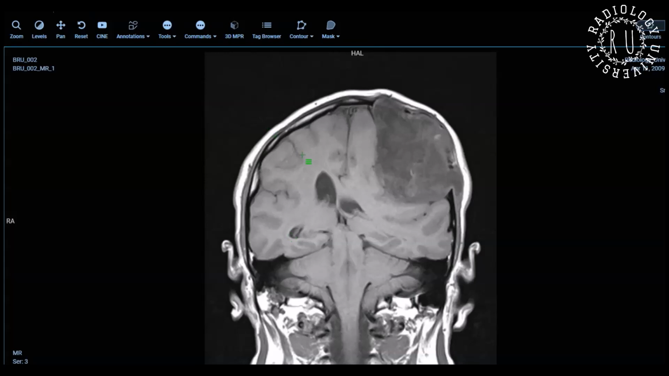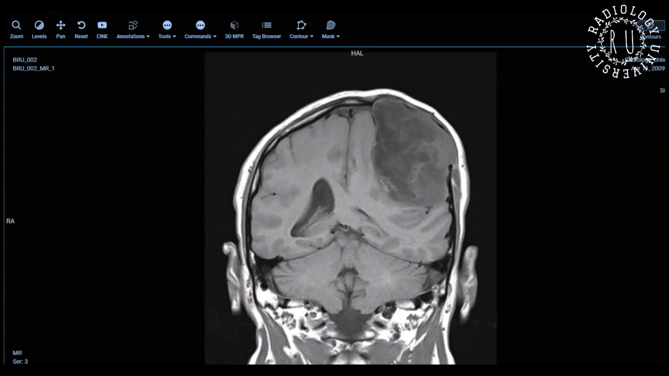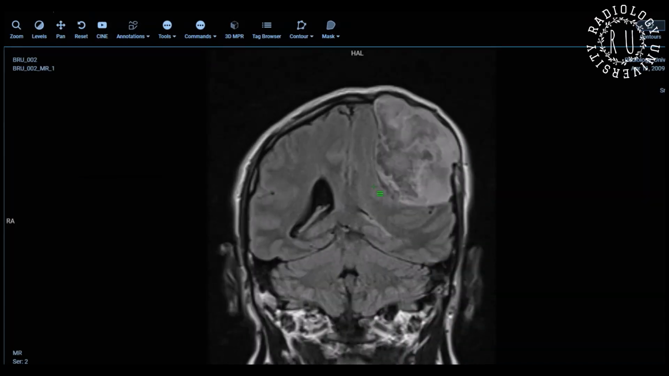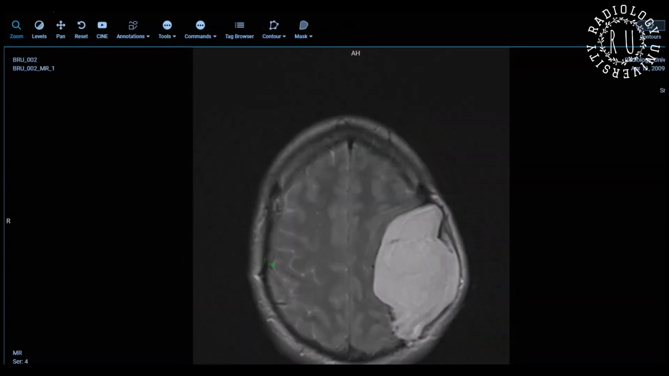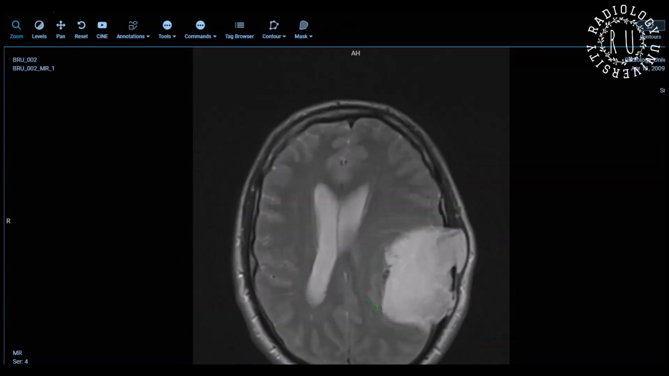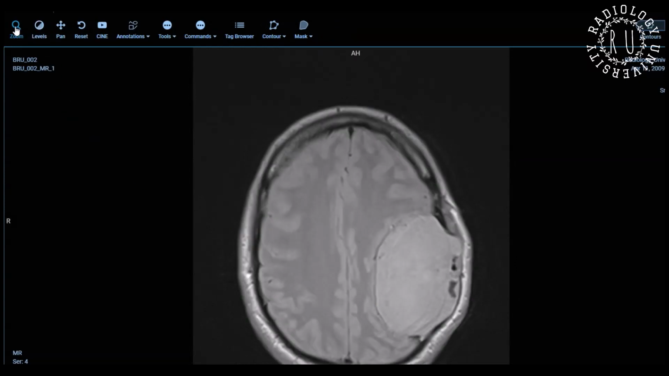But that is a good finding that you caught that it's extra-axial. Why did you think it's extra-axial? Well, actually, it's better to be evaluated on the T2 images to look for the thin CSF cleft. Do you see any CSF cleft? Do you still think it's extra-axial?